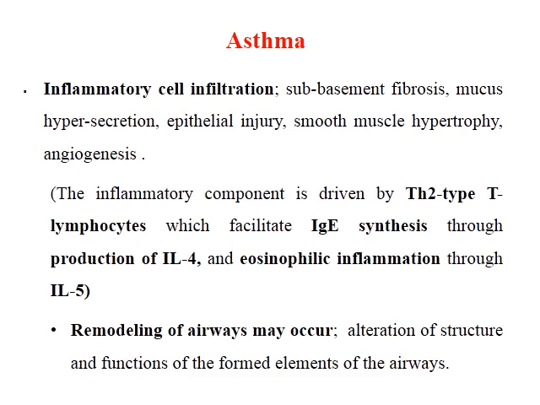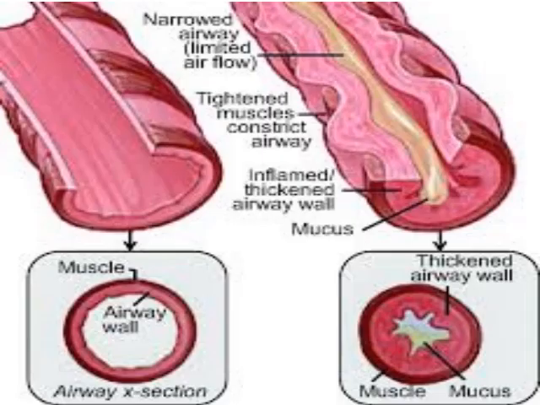Remodeling of airways may occur. What does that mean? There is an alteration of structure and functions of the formed elements of the airways. As you see in this figure, the differences between the normal and asthmatic bronchi. In asthmatic bronchi, there is narrowing of the airways, there is tightening muscle constriction of the airways, there is a thickening airway wall due to inflammation and overproduction of mucus.